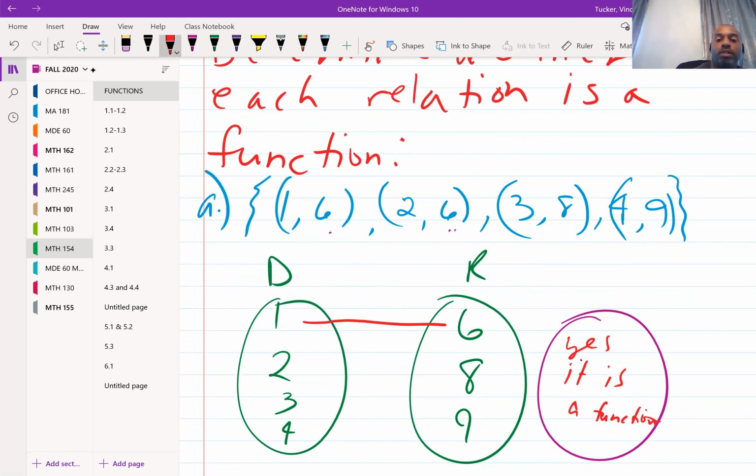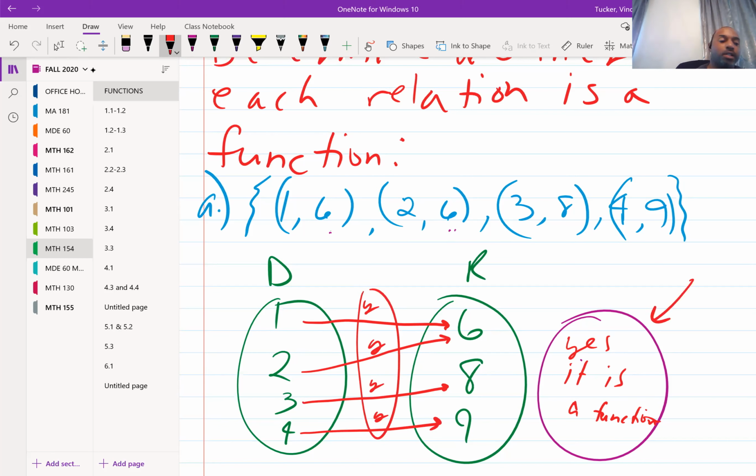So does 1 go to one element? The answer is yes, it's number 6. Does 2 go to one element? The answer is yes. Even though it goes to the same element that 1 went to, we're just talking about 2. Does 2 go to one element? The answer is yes. Does 3 go to one element? Yes. Does 4 go to one element? The answer is yes. Since all of those are yes, then yes, it is a function.